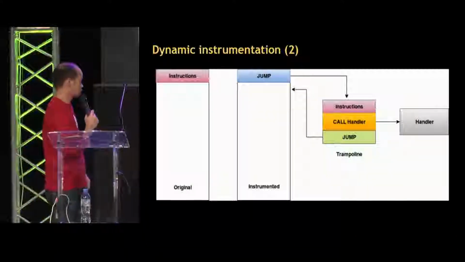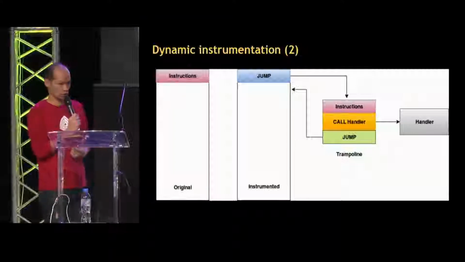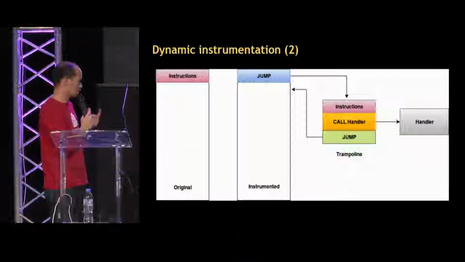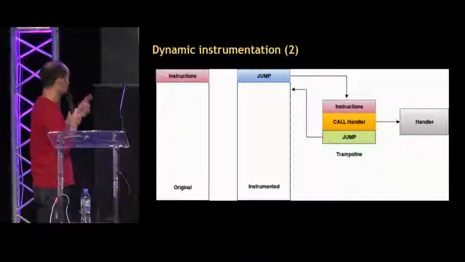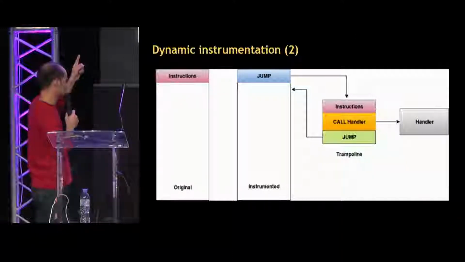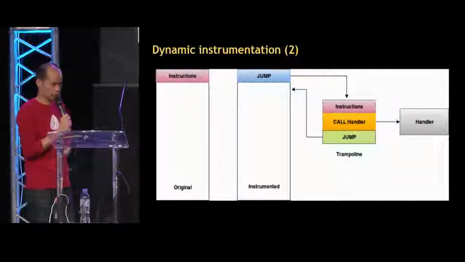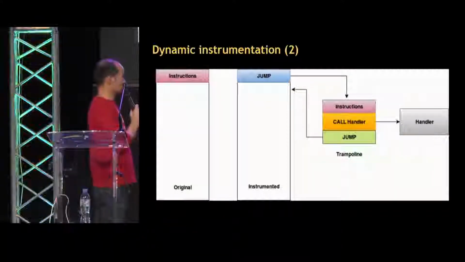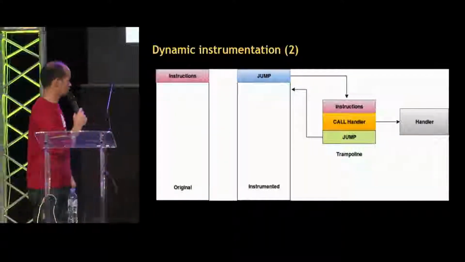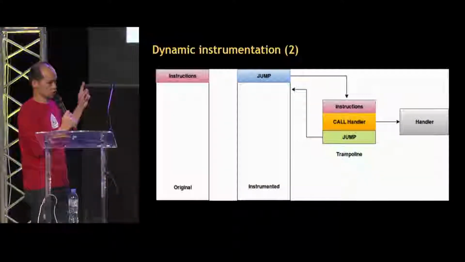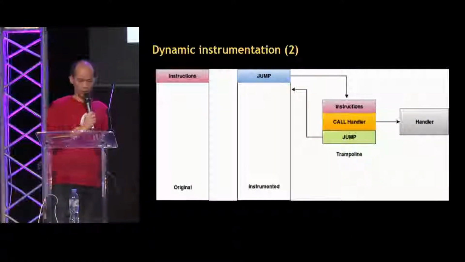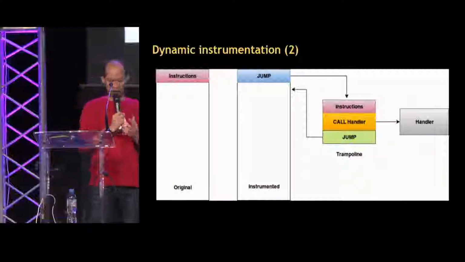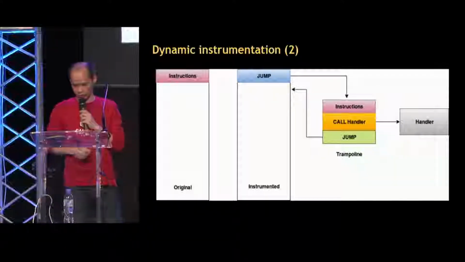After that call instruction, we have another jump instruction. So when the instrumented program runs, it reaches the original instruction, jumps to the buffer, and executes the original instruction. After that, it calls the callback handler, and then it jumps back to the next instruction. And that's how our hooking-based instrumentation framework works.